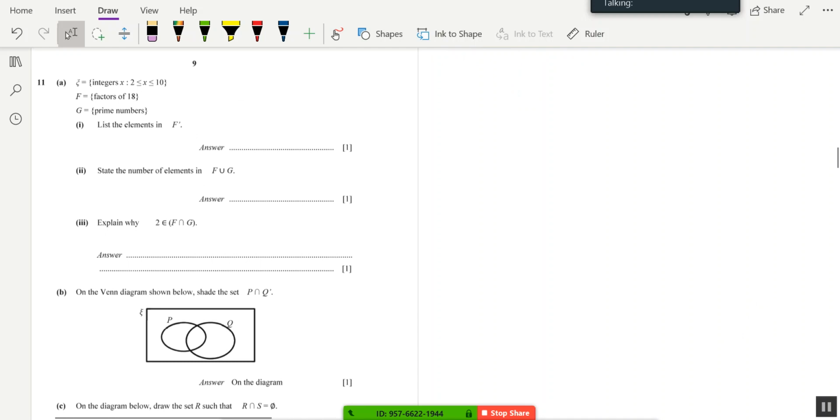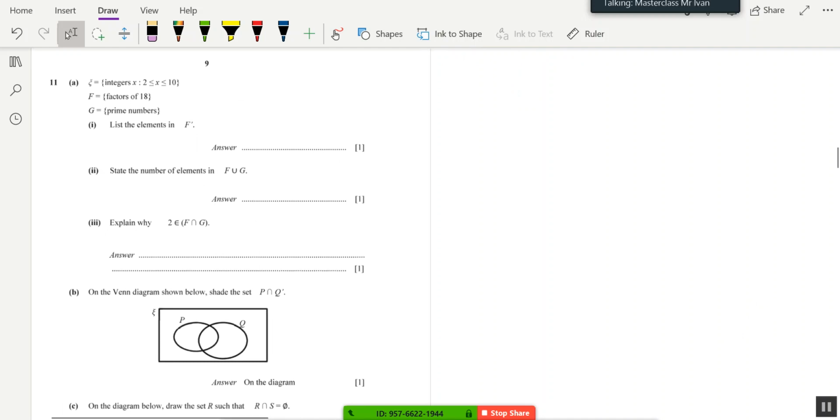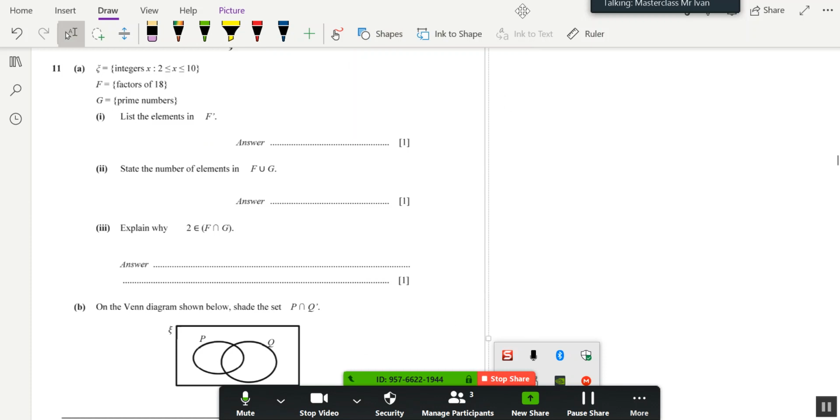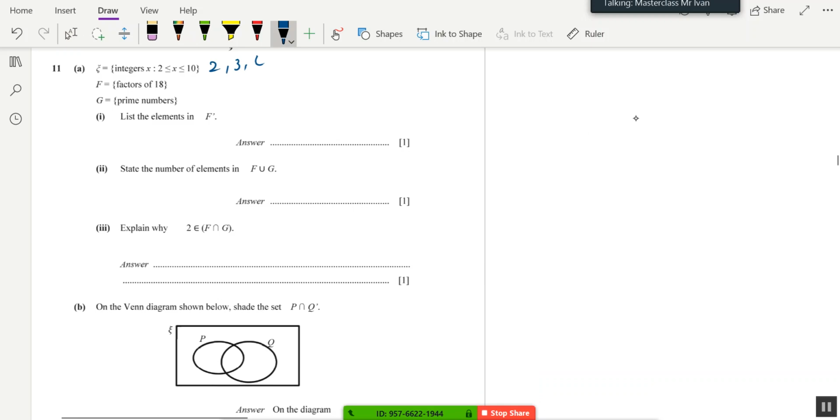Okay. Sets. You all sure forget one. Okay, so the universal set is x between 2 to 9. Always make it a good habit to write down what are the values here if it is countable. That means if you can count this, then let's write it down. That means there's supposed to be 2, 3, 4, 5, 6, 7, 8, 9, and 10. List all the factors of 18 that are inside this.